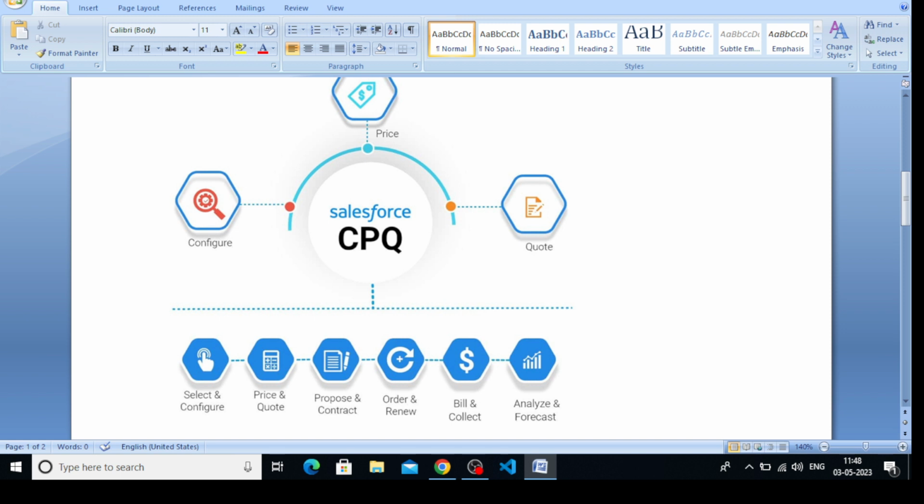For the configuration of products, we have product rules, and optional constraints also we have for that configuration. So to support the configuration of a product, we have the product object, product rule, and optional constraint. These are all the supported objects dedicated to configuring a product. Coming to the pricing part, why we need pricing? It is not easy to price a product.